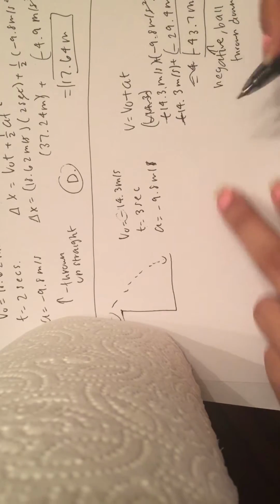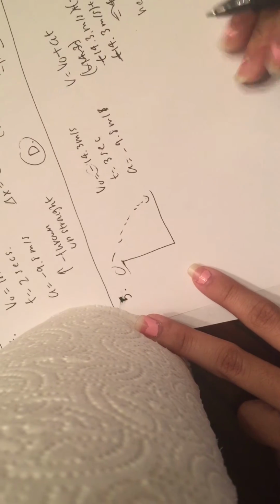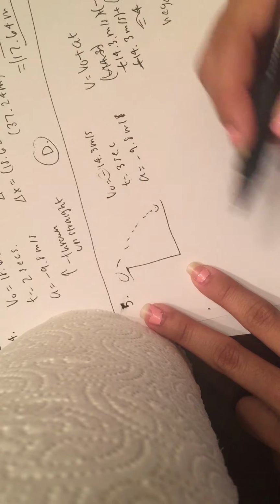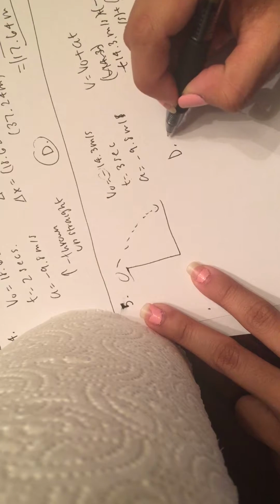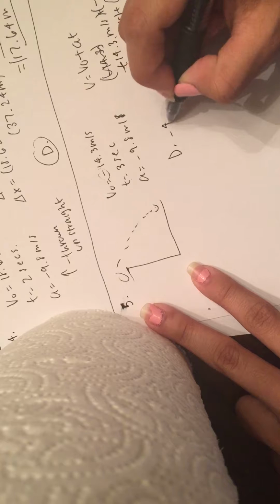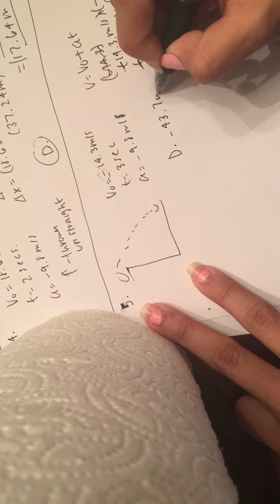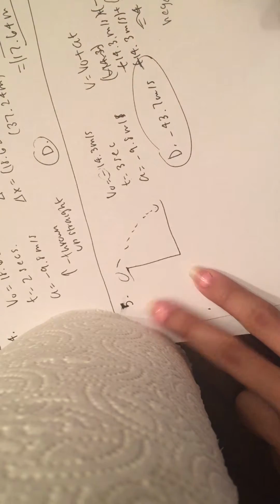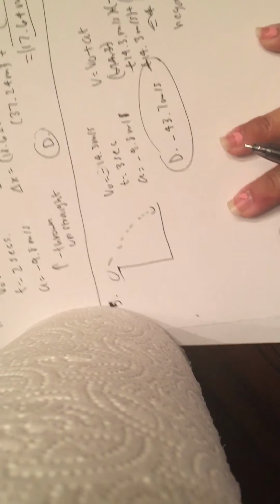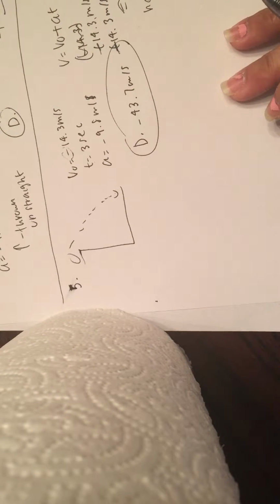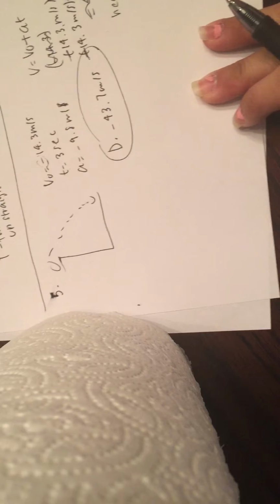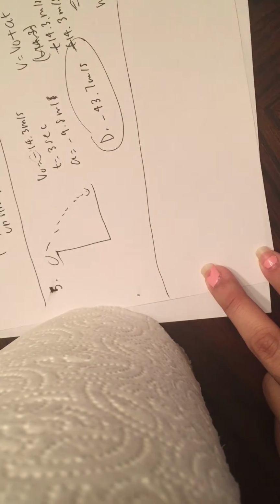Okay, that's negative. So my answer will be D, 43.7 meters per second. Okay, that's number 5. Oops. And then I got number 6 wrong.